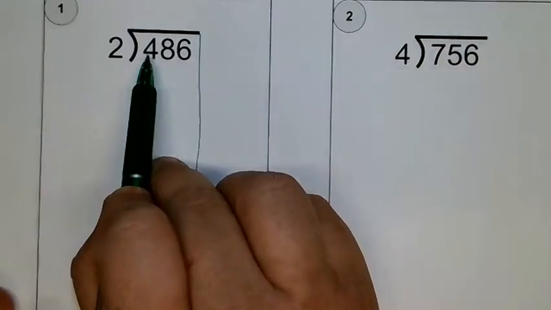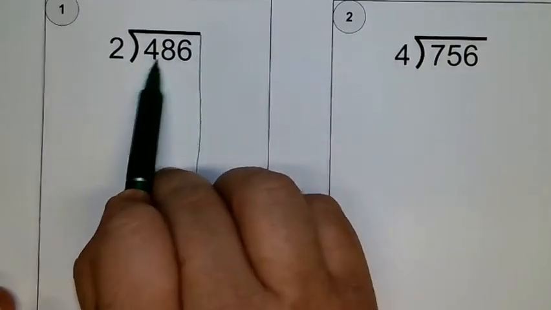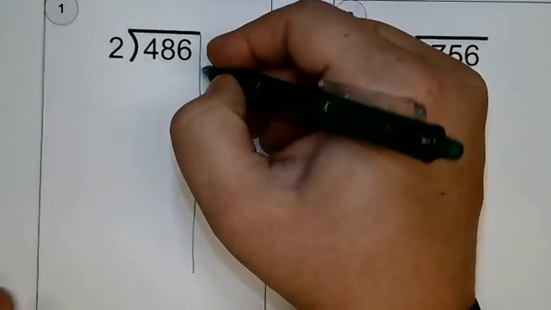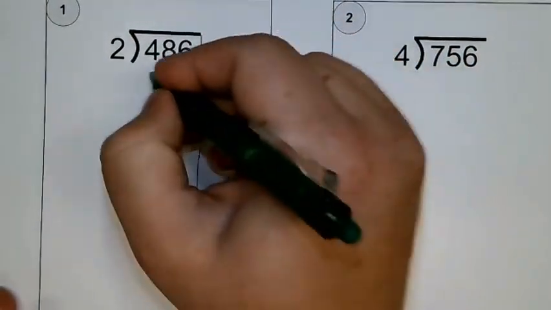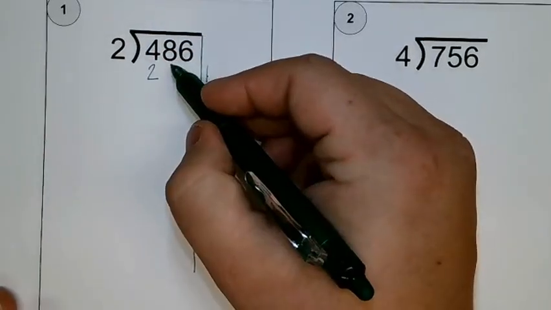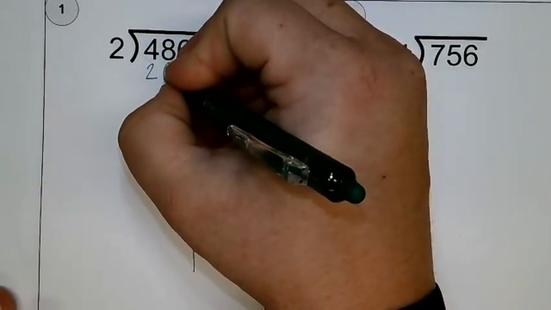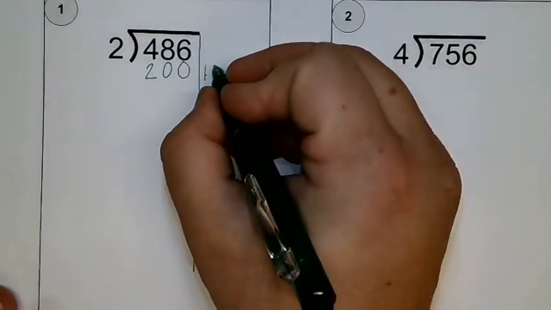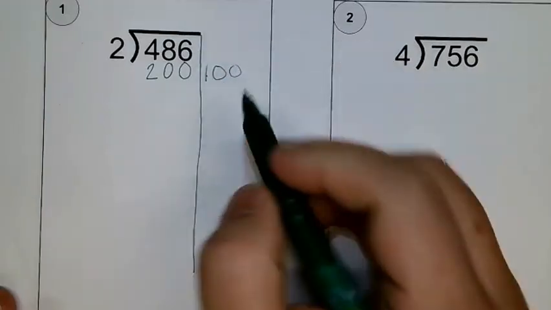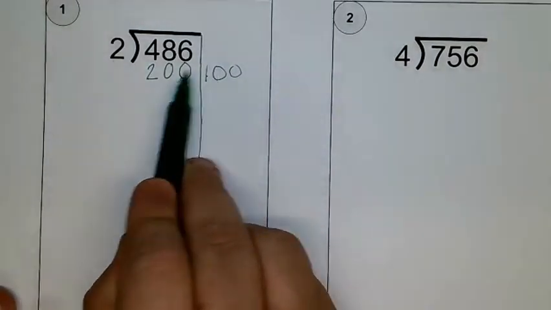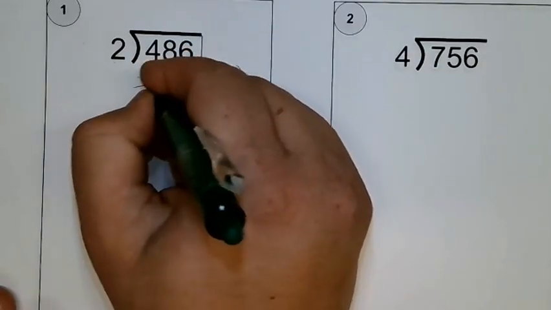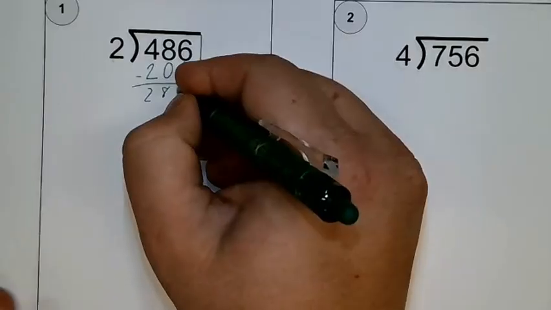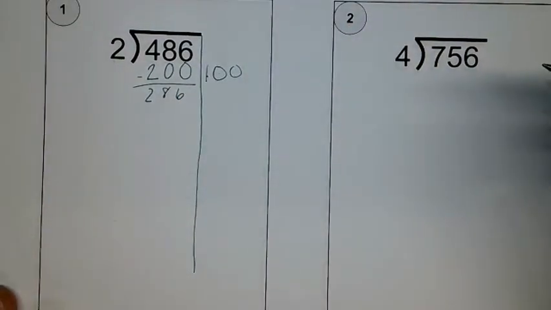And so I say, okay, I've got a 4 here. So 2 times what will get me close to a 4? Well, I know that a 1 will, right? Because 2 times 1 will get me a 2. But now look at here. I need to make sure that I put in zeros so that my place values line up. And when I put those 2 zeros here, I need to put those 2 zeros over here. So 2 times 100 equals 200. And now I can subtract. So 4 minus 2 is 2. 8 minus 0 is 8. And 6 minus 0 is 6.